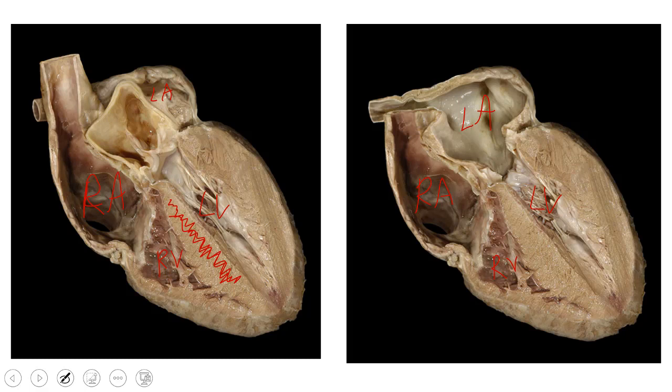And up here, up top, on the right, I'm going to use my pen. It's not as thick, but it's a layer of tissue between the right atrium and the left atrium, and that's called the interatrial septum. So you'll see that in your SPOs as well.